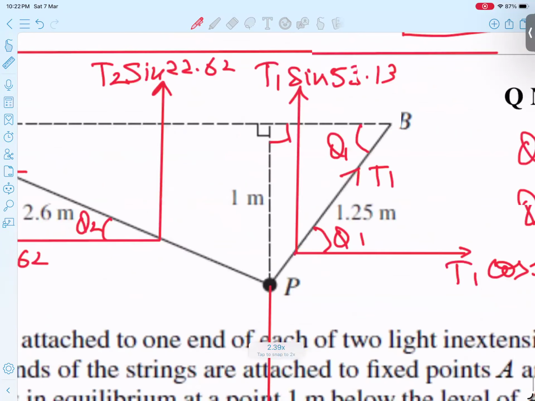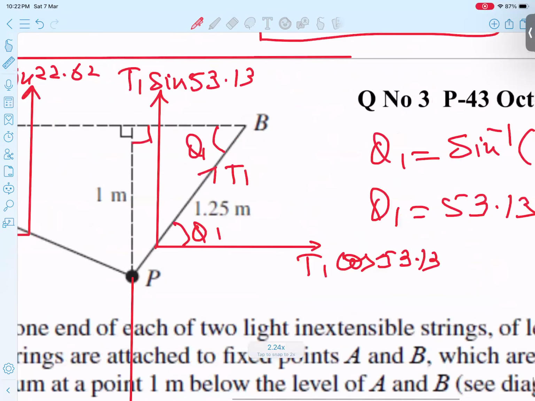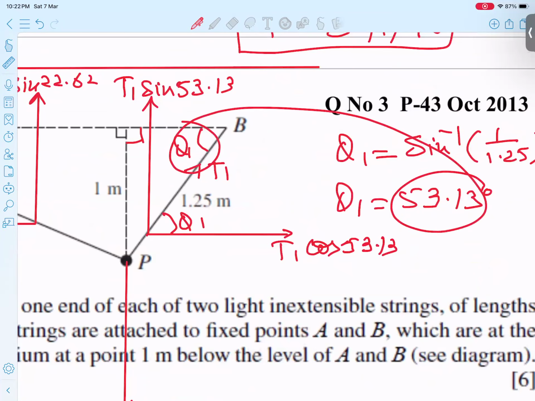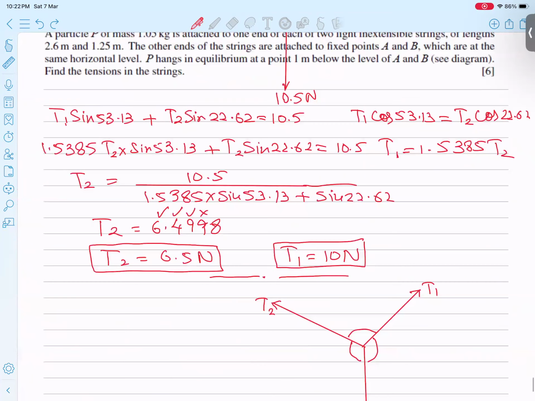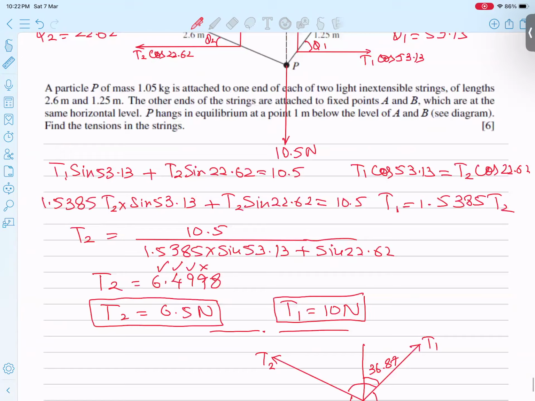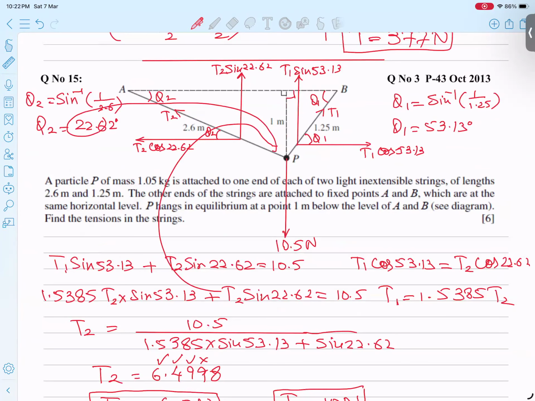Check it, students. If this is 53.13 and this is 90 degrees, how to get this angle? I can find it easily: 90 minus 53.13, and I got 36.87. So this is 36.87. And what is this other one? We can find from here 90 minus 22.62, and I'm getting here 67.38.